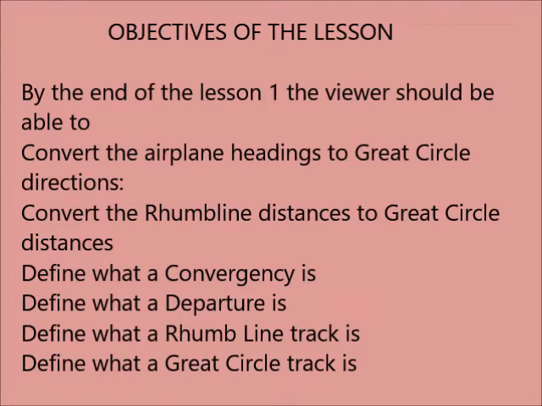Objectives of the lesson. By the end of lesson one, the viewer should be able to convert the airplane headings to great circle directions, convert the rhumb line distances to great circle distances, define what a convergency is, define what a departure is, define what a rhumb line track is, and define what a great circle track is.